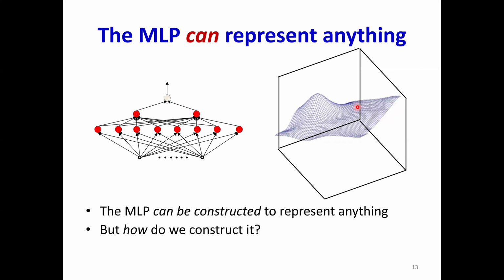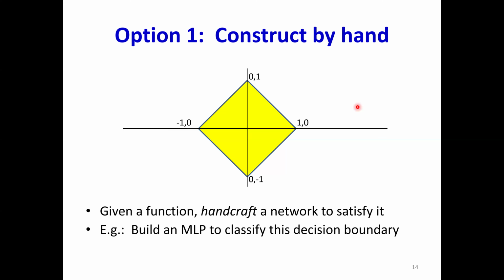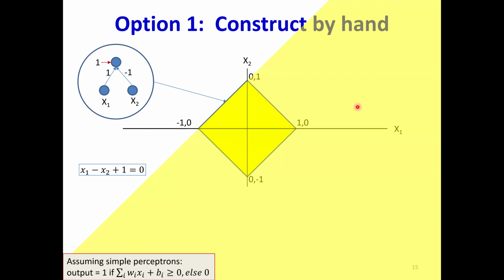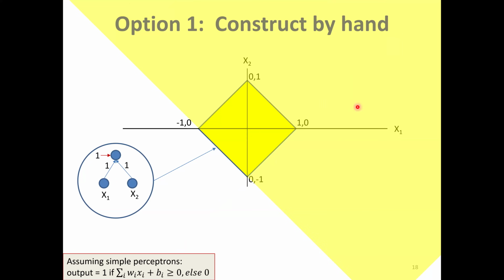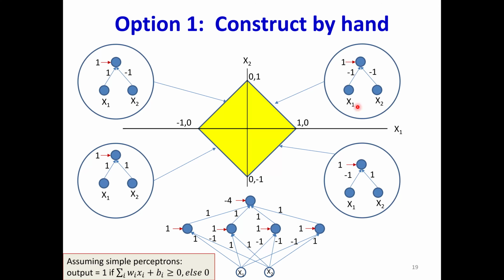Now, we saw one example. One simple way is to just construct it by hand. For instance, if I wanted a network that could generate this decision boundary with a 1 inside the diamond and 0 outside, and I knew the shape of the boundary, I can just construct the network by hand. One perceptron for each of these edges, one to OR the lot, voila. I have a network that can compute this decision boundary.